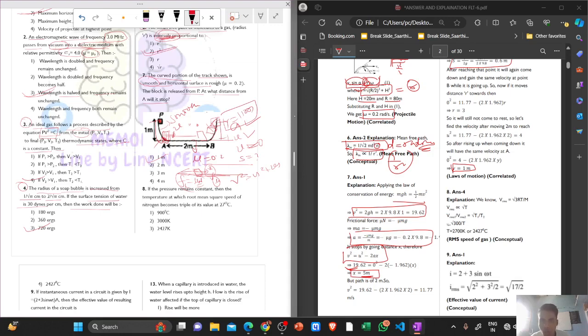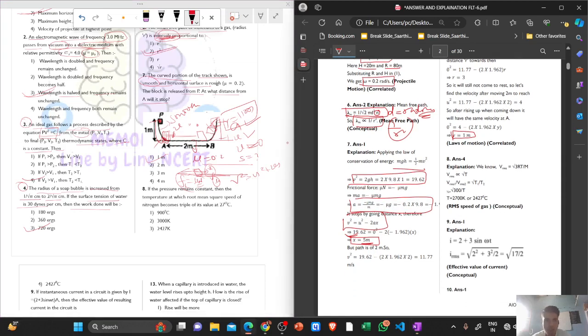This question, good question. You need to calculate the radius also, and then you need to use the equation of motion. It's a multiple conceptual question. So you need to be a little bit focused about it. Now moving to the next question.